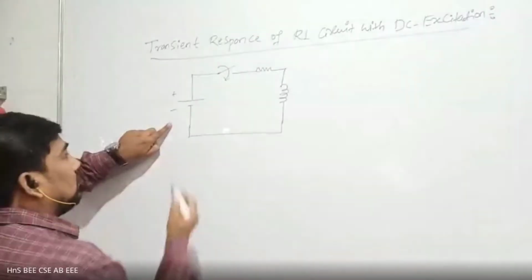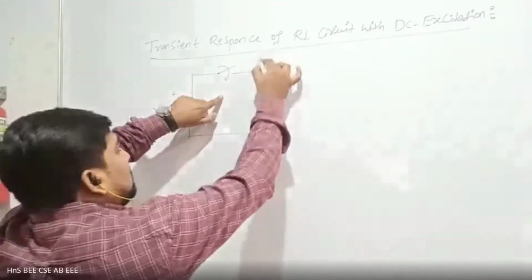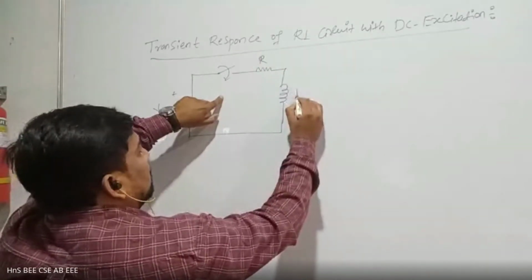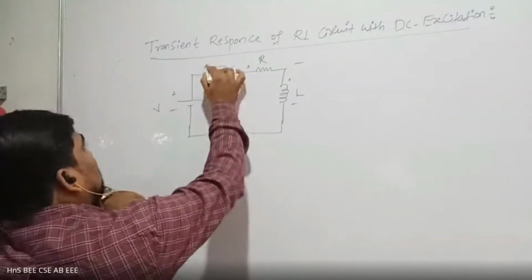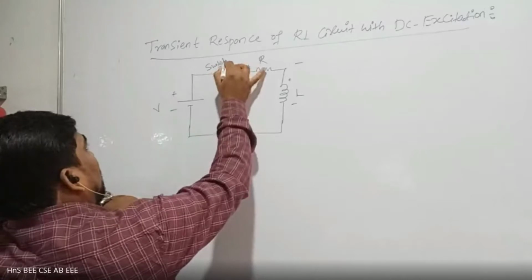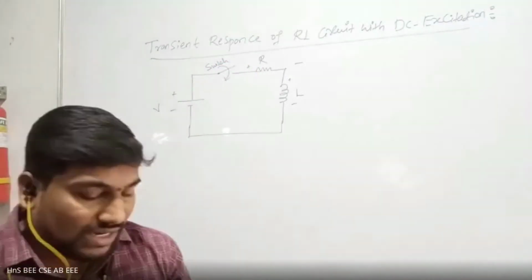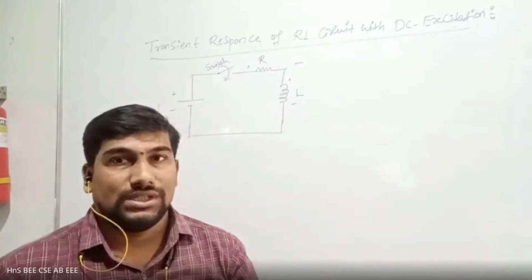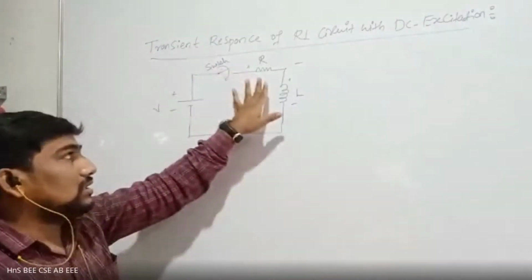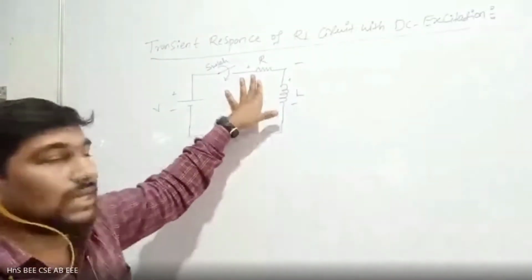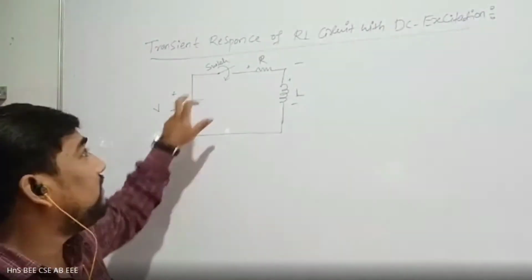In this circuit, there is one supply, a voltage source, a resistance, and an inductor L, with plus and minus marked on each, and a switch. I already discussed different switches: before switch, after switch, and just switches. In this topic, I am going to explain the RL circuit with DC excitation, when we apply the switch condition.